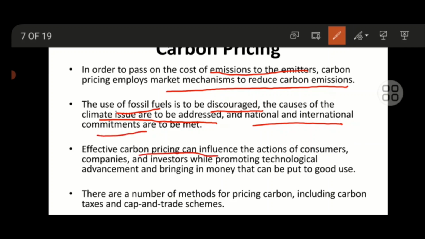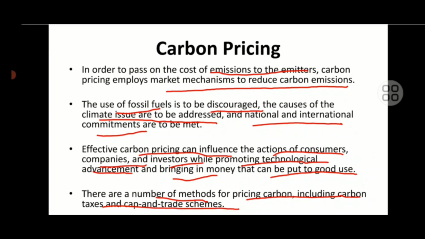Effective carbon pricing can influence the actions of consumers, companies and investors while promoting technological advancement and bringing in money that can be put to good use. There are a number of methods for pricing carbon, including carbon taxes and cap and trade schemes.